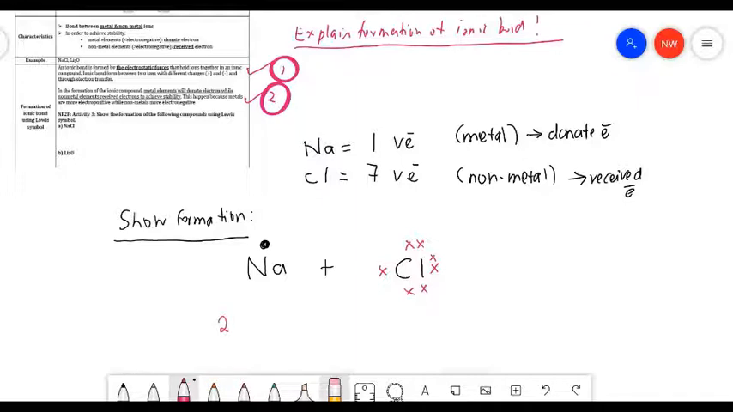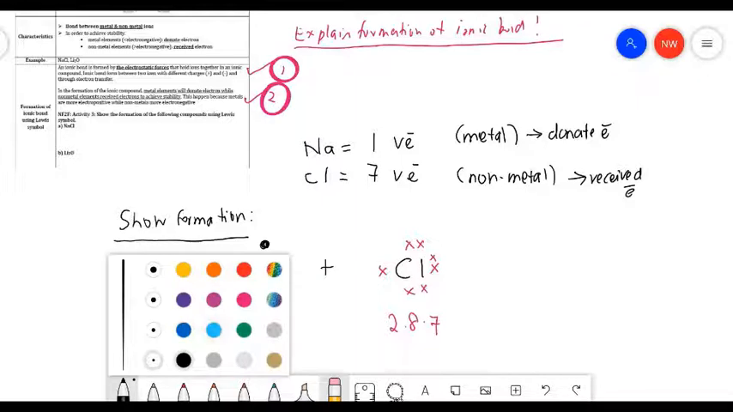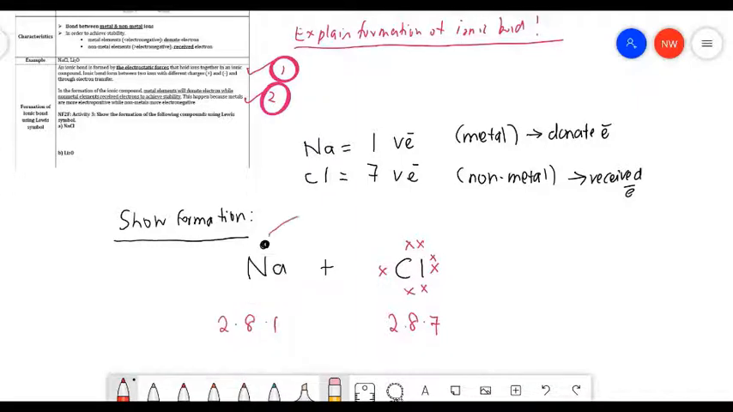Kalau sodium pula dia 2, 8, 1. Chlorine 2, 8, 7. So, in order to capai octet configuration, sodium kena donate 1 electron. In order to achieve octet configuration, chlorine must accept 1 electron. So, make sure kita kena lukis arrow donate electron daripada sodium. So, lukis arrow tu. Pergi ke mana? Arrow tu lukislah kepada elektron yang unpair pada chlorine atom. Okey, jadi dah tunjuk dah transfer of elektron.